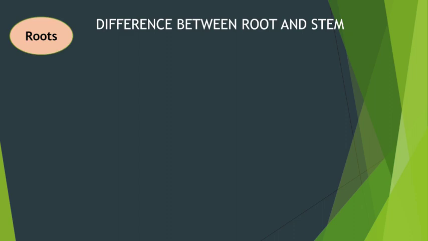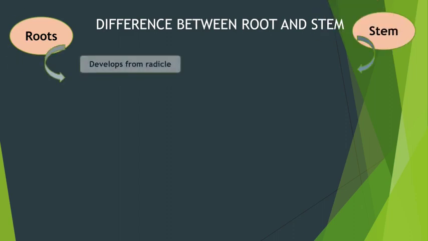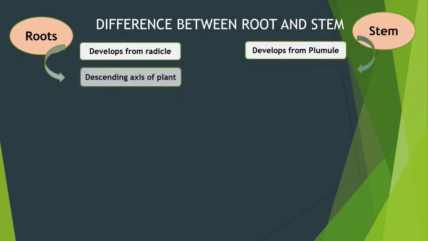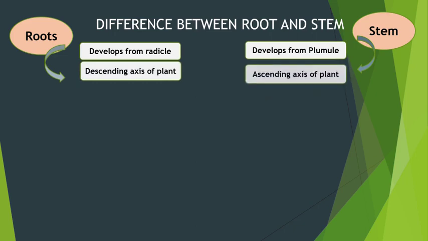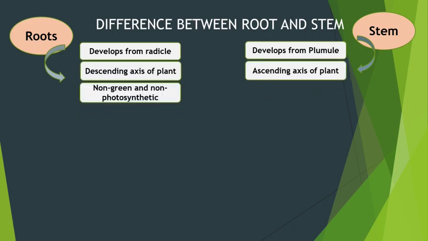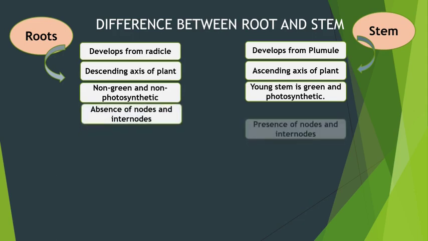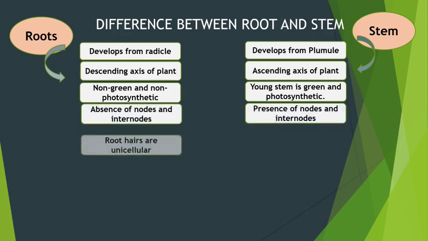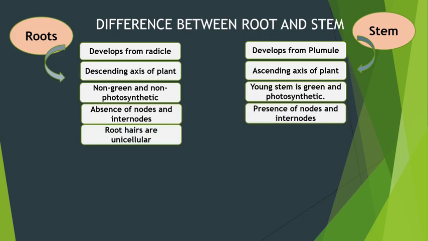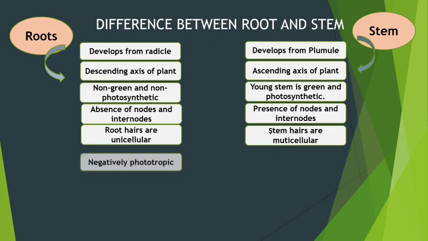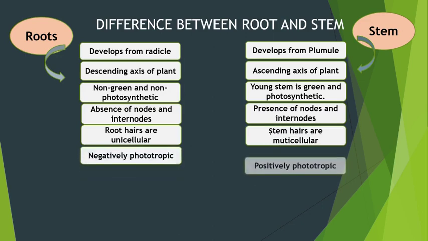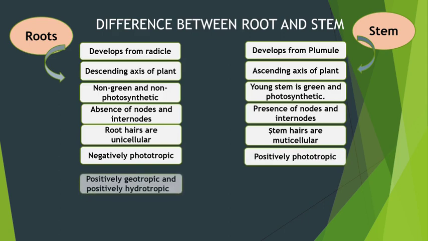Let us see the difference between root and stem. Root develops from the radicle, stem develops from the plumule. Root is the descending axis of the plant, stem is the ascending axis. Roots are non-green, so they cannot carry out photosynthesis. Young stems are green, so they are photosynthetic. Nodes and internodes are absent in root, present in stem. Root hairs are unicellular. Stem hairs are multicellular.